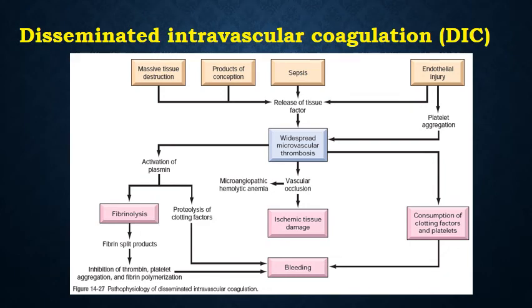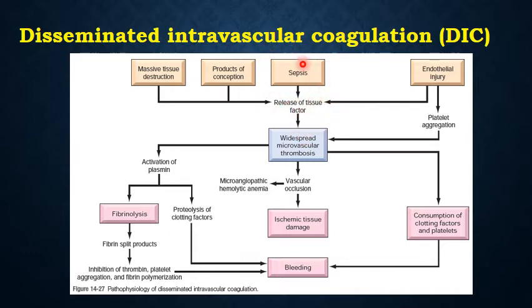This is a diagram showing disseminated intravascular coagulopathy, DIC. DIC occurs when there is severe endothelial injury, as in any trauma, which leads to platelet aggregation because endothelial injury exposes von Willebrand factor, so the platelets adhere and aggregate. This will lead to widespread microvascular thrombosis in conjunction with the release of tissue factors that lead to the activation of the coagulation cascade.